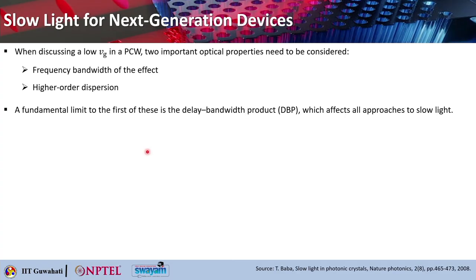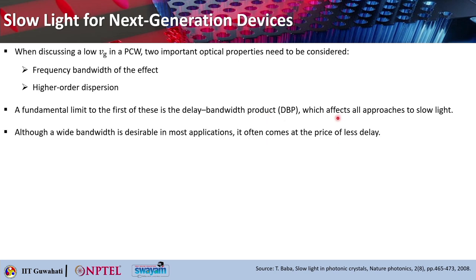When discussing a low group velocity Vg in a photonic crystal waveguide, two important optical properties need to be considered. First, the frequency bandwidth of the effect, and second, the higher order dispersion. A fundamental limit to the first of these is the delay bandwidth product, or DBP, which affects all approaches to slow light.